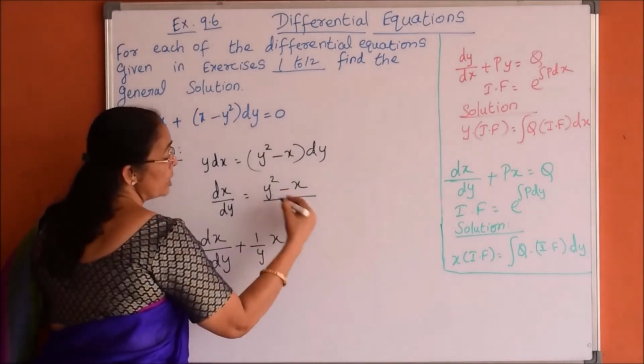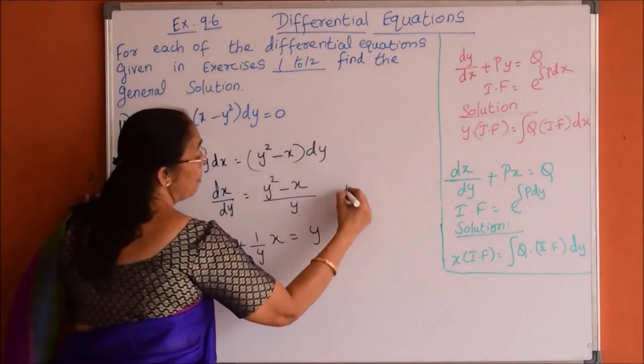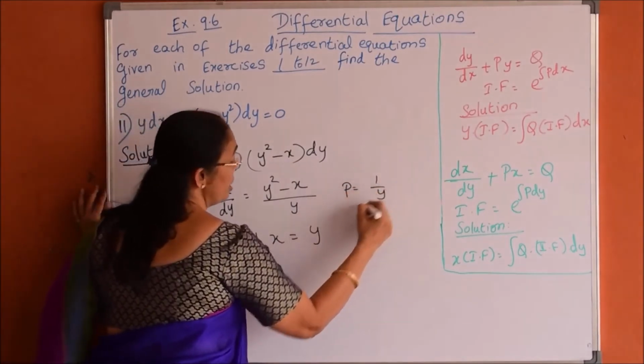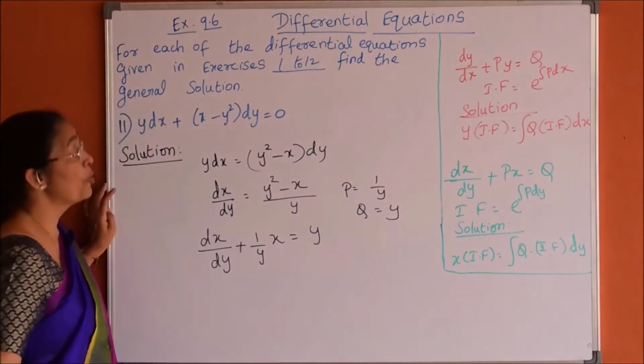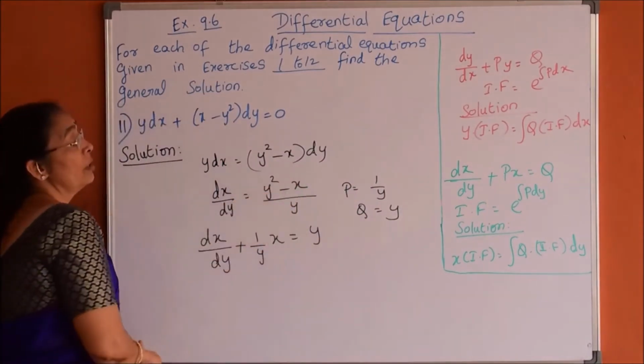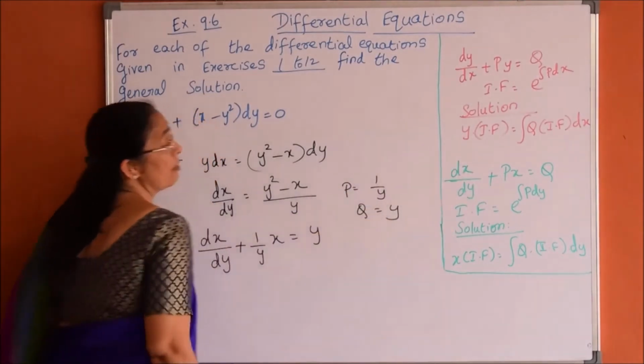Here it is y square by y, which is y. So, function of y. Therefore, our p value is 1 by y and q value is y. Now, this is a linear equation of second form. First order linear equation, but second form, dx by dy plus px is equal to q form.